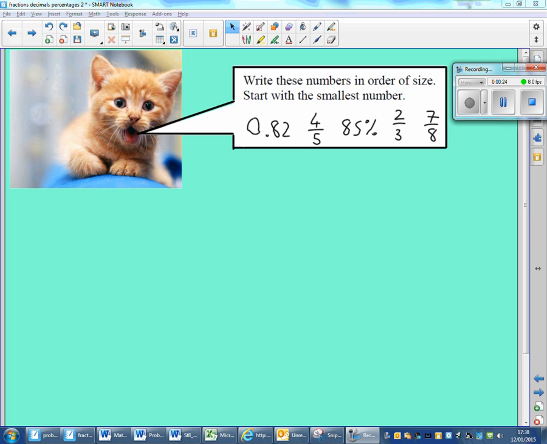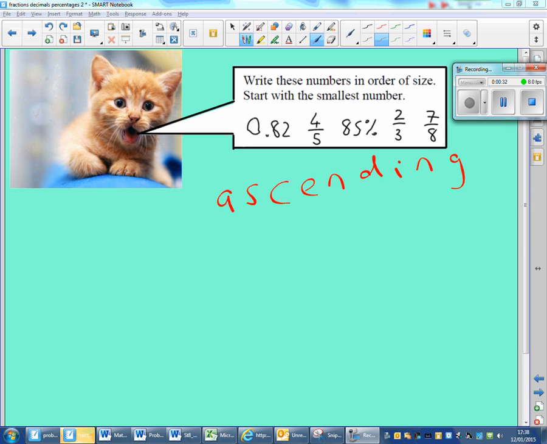Another way that they could have asked for smallest up to biggest is ascending. Ascending means getting bigger and bigger and bigger, going up. So they didn't ask for that, but they could have done. Okay, it's a lot easier if you convert all of these into percentages.